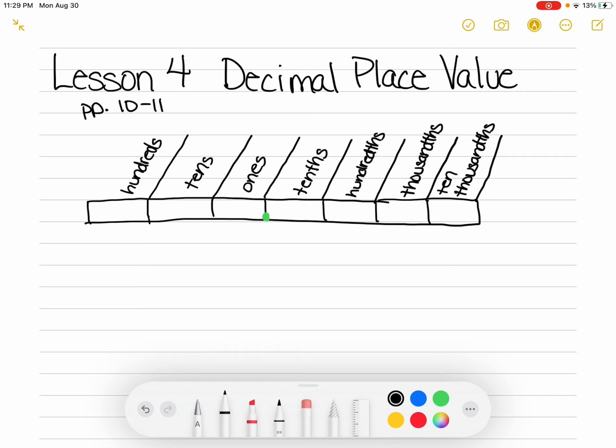And now let's put a number in there real quick. Okay, let's put in 4 and 0.3586.